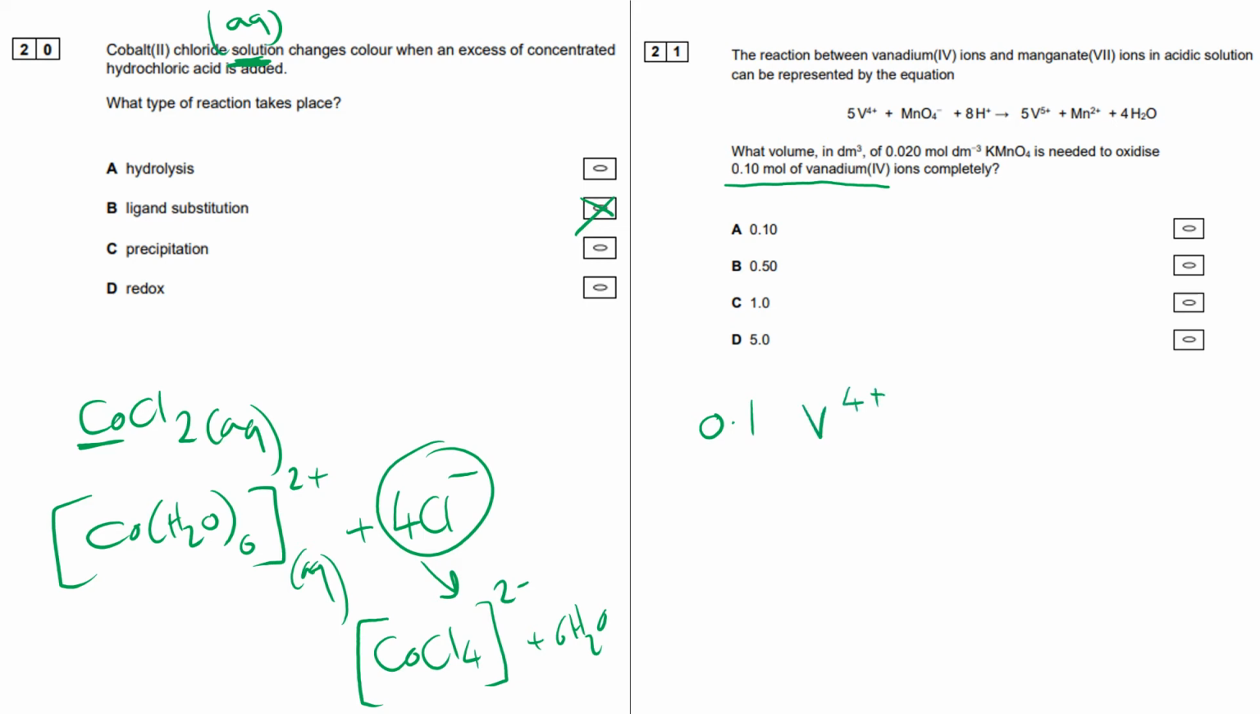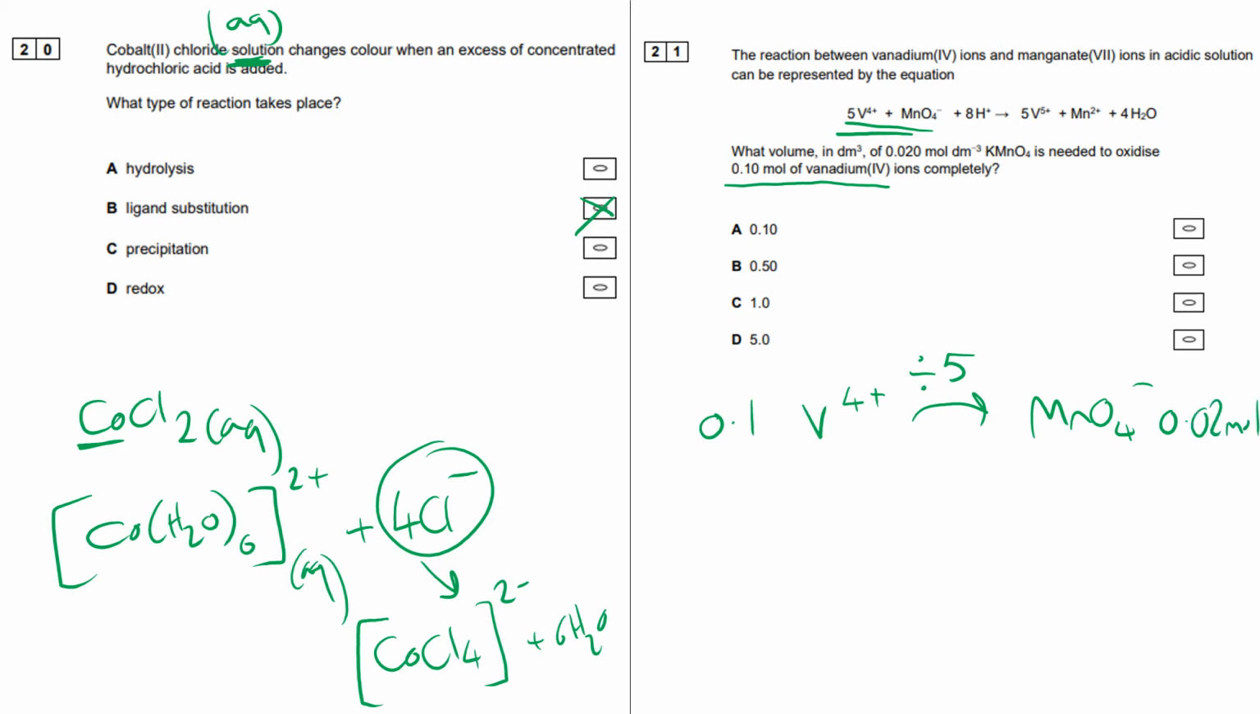0.1 moles. So if you had 0.1 moles of vanadium-4, how many moles of manganate would you need? You can see here it is a 5:1 ratio of vanadium to manganate. So we need to divide that by 5 to work out the moles of manganate. 0.1 divided by 5 will give us the moles of manganate being 0.02.